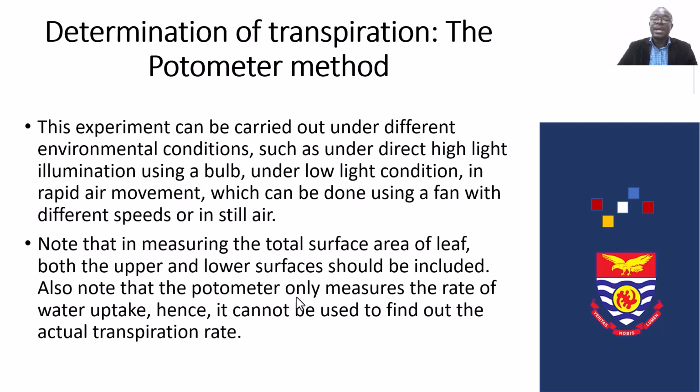This experiment can be carried out under different environmental conditions, such as under direct high light illumination using a bulb, under low light condition, in rapid air movement, which can be done using a fan with different speeds, or in still air. You should know that in measuring the total surface area of leaf, both the upper and lower surfaces should be included. Also, note that the potometer only measures the rate of water uptake, hence it cannot be used to find out the actual transpiration rate.